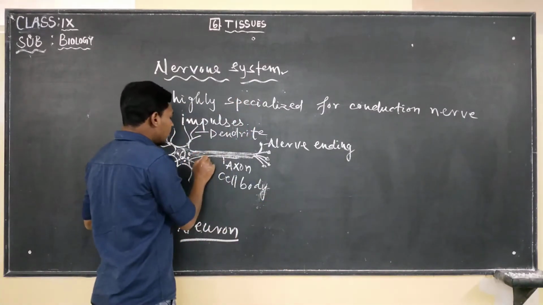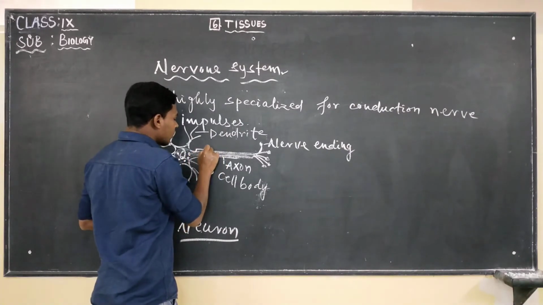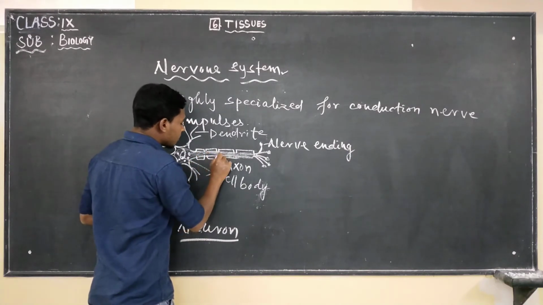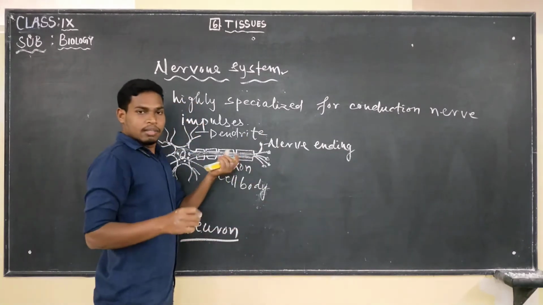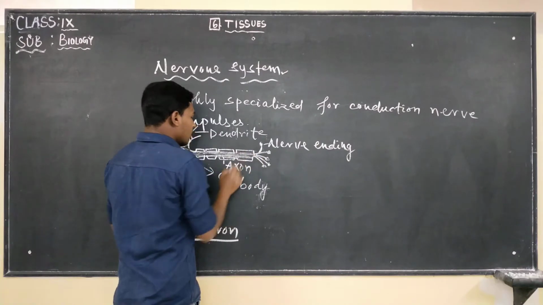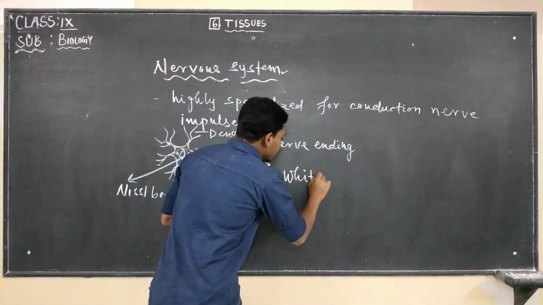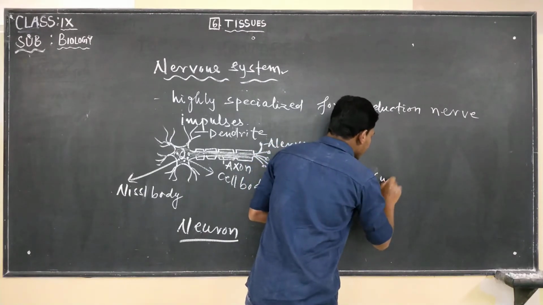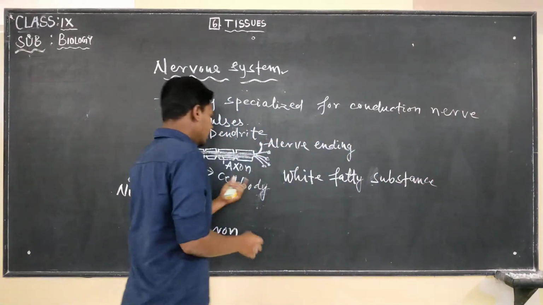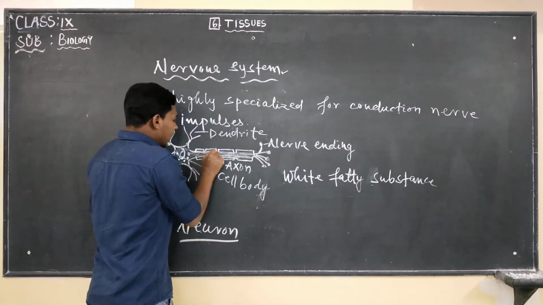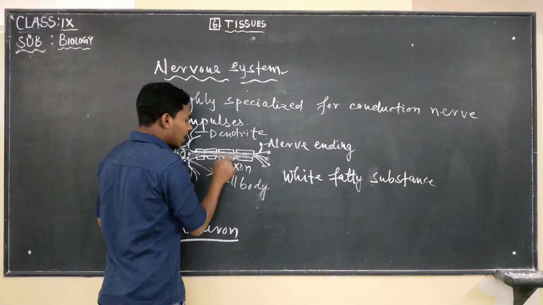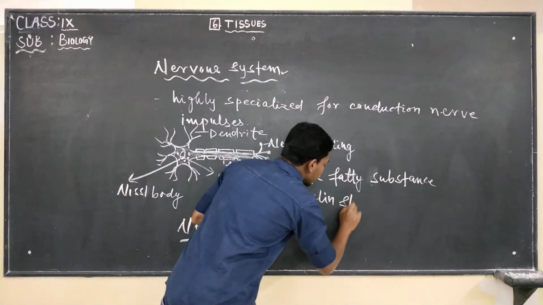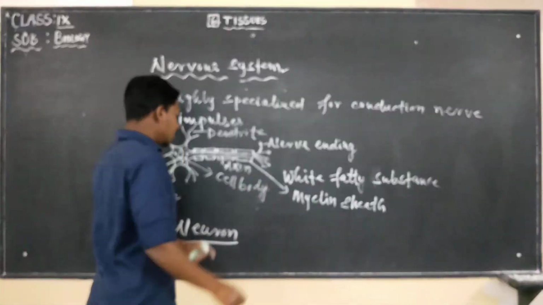This axon is sometimes covered with a sheath. It is a white fatty substance. This sheath is white in color. I told you that the axon is covered with myelinated sheath. So these are myelinated sheath, a white fatty substance. It is covered by myelin sheath.